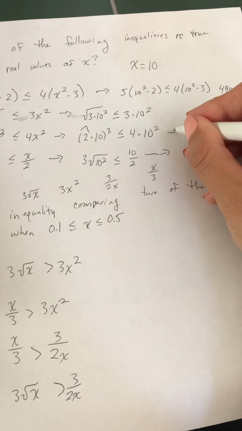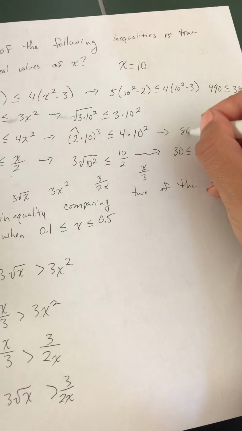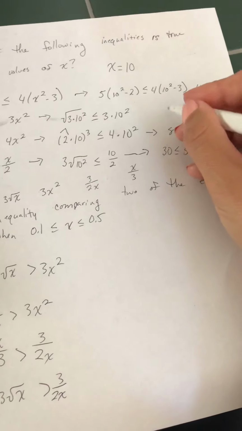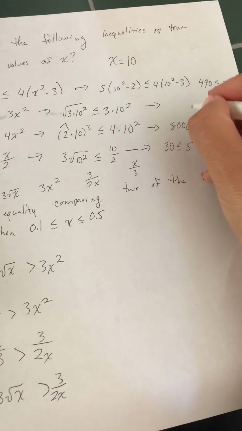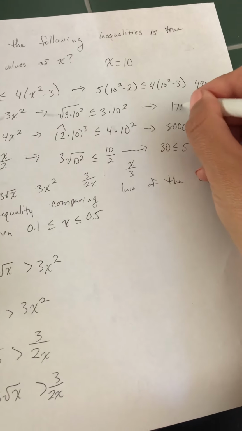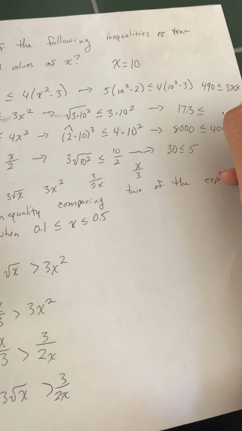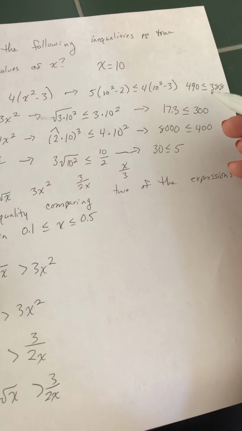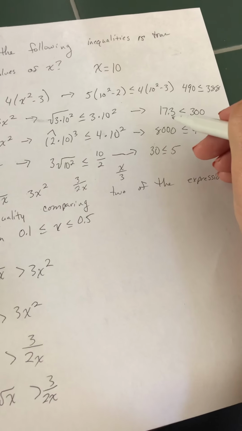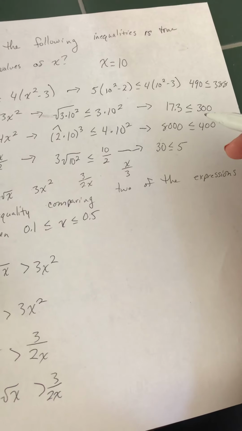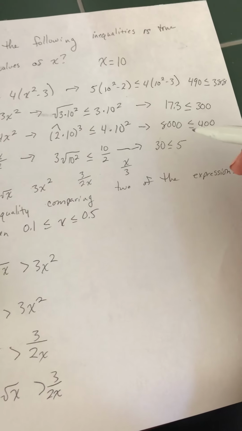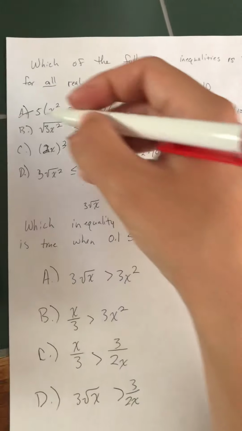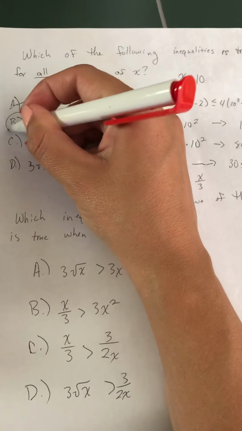I could also do this one in my head. This gives me 8,000 is less than or equal to 400. And this one gives me 17.3 less than or equal to 300. So we already talked about this not being true. This is true. 17.3 is less than or equal to 300. Let me just make sure. 8,000 is not less than or equal to 400, and 30 is not less than or equal to 5. So this one is our answer. So remember, use 10 to substitute it in.